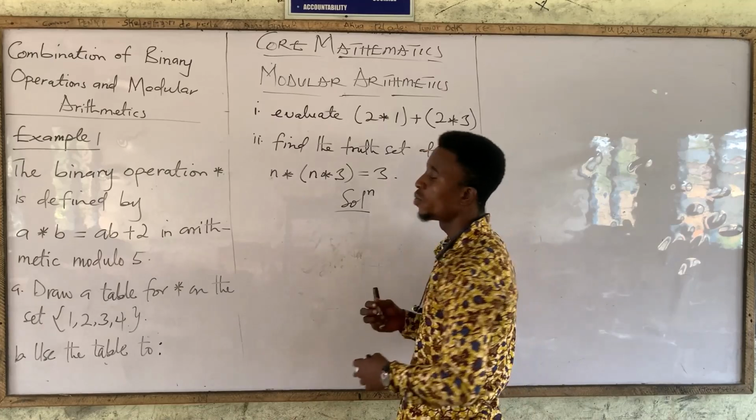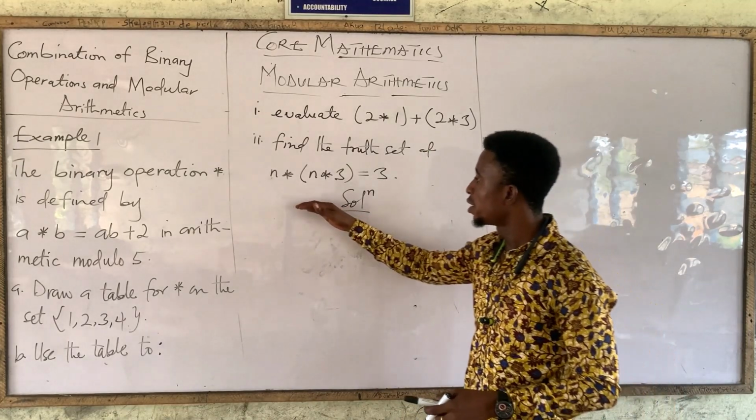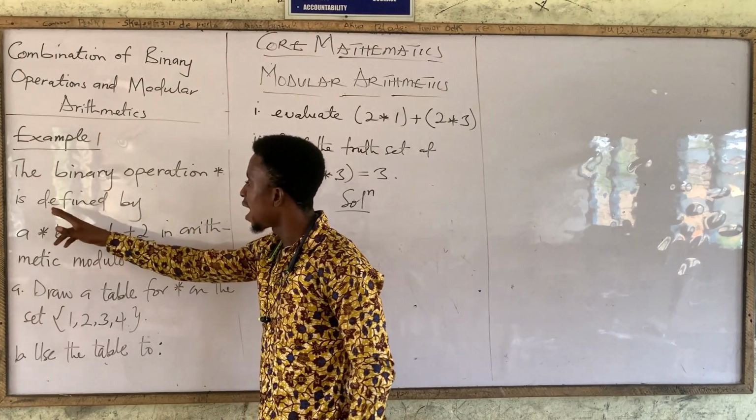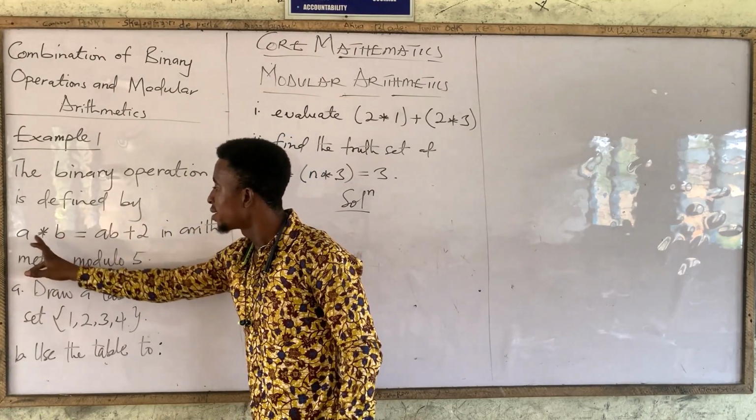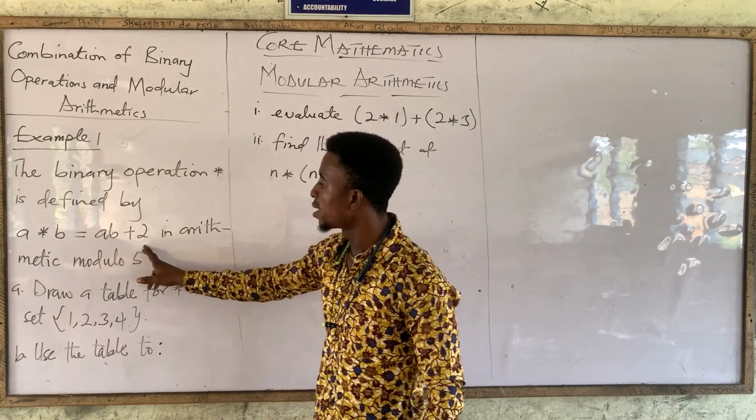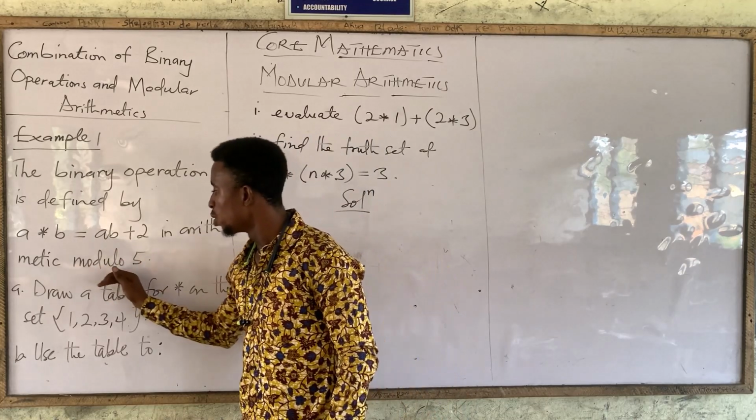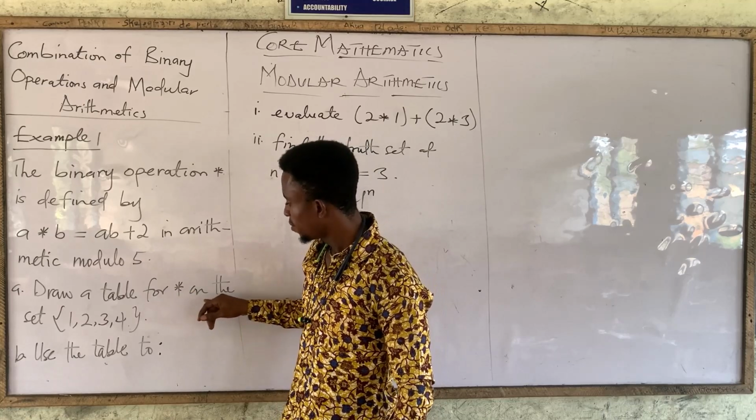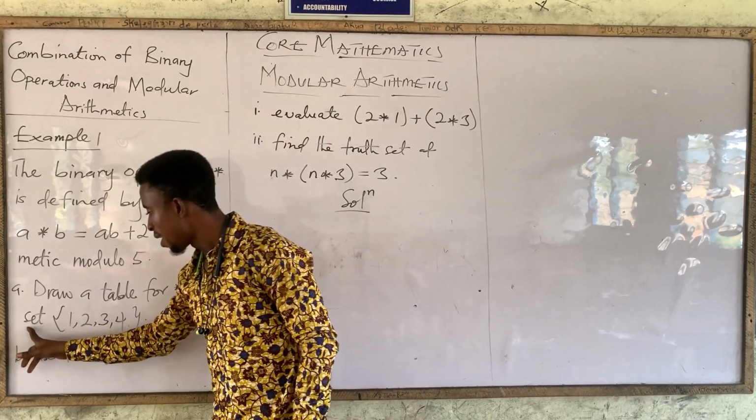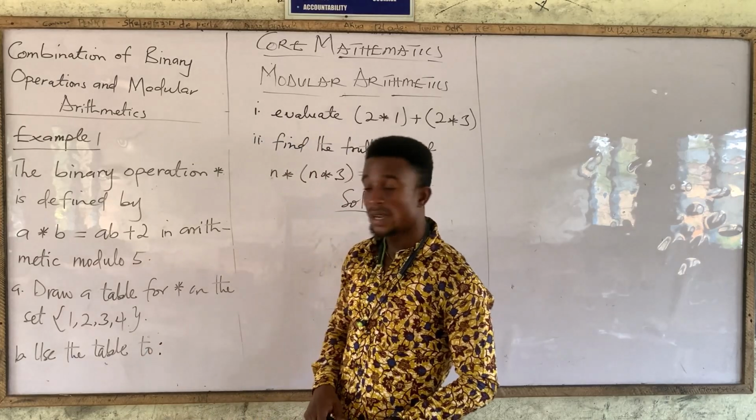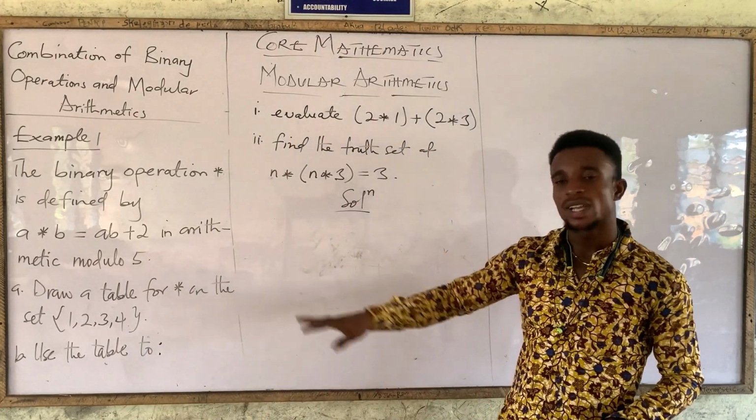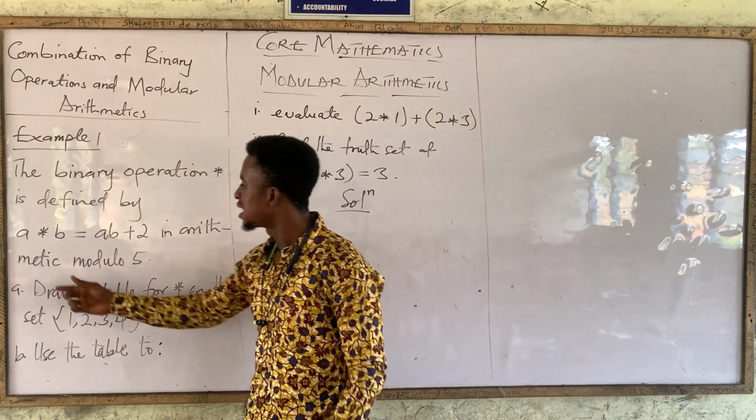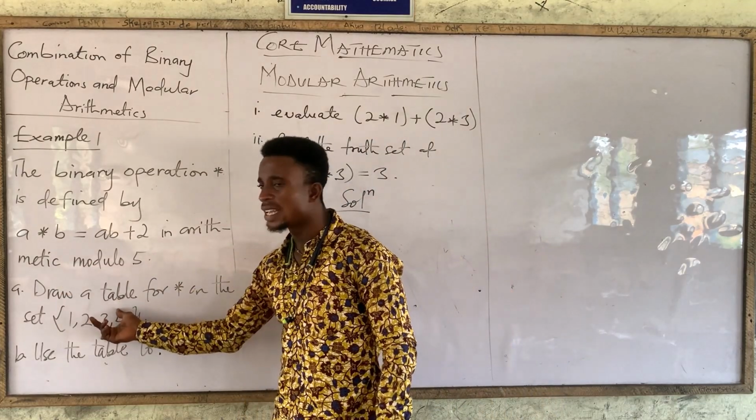So what do we do now? This is what we have to solve, and it says the binary operation star is defined by A star B, which is equal to AB plus 2. In arithmetic modulo 5, we have to draw a table for star on this set. Are we getting that? Then part B says we have to use the table. So let's focus on the table in the first place.